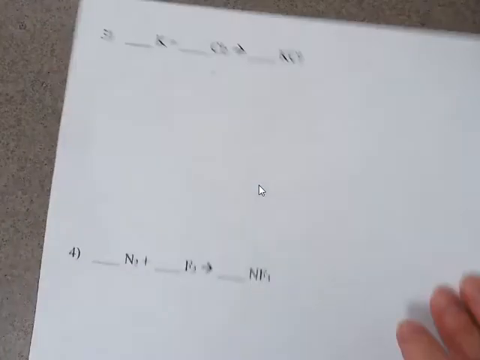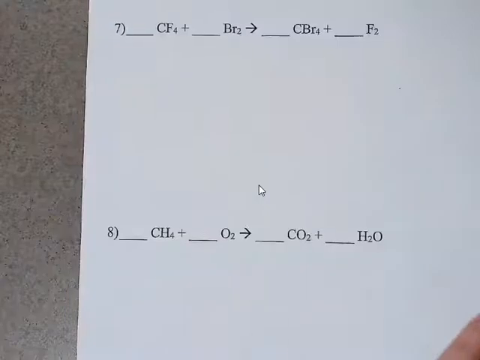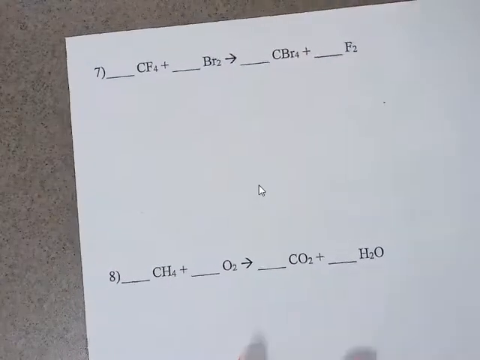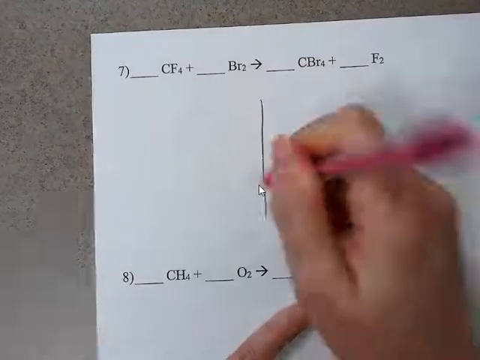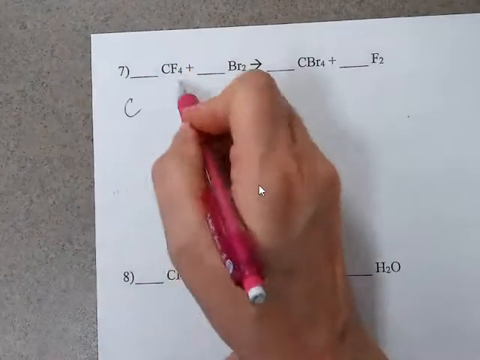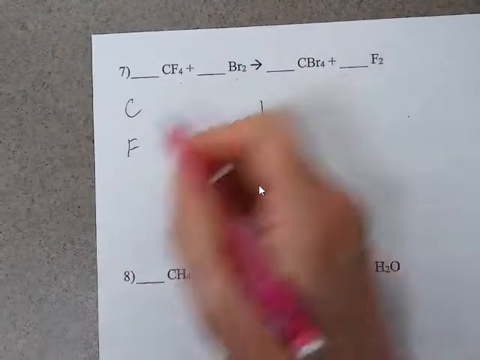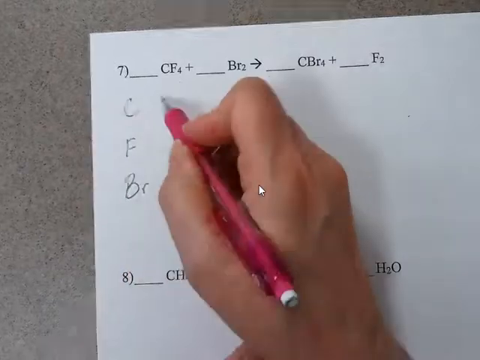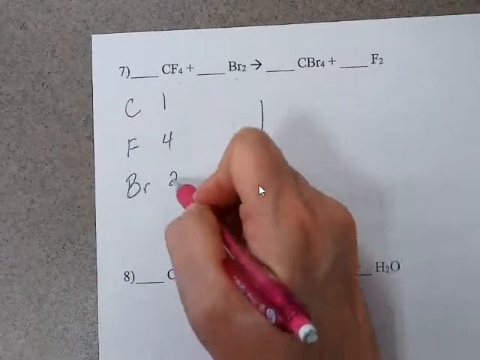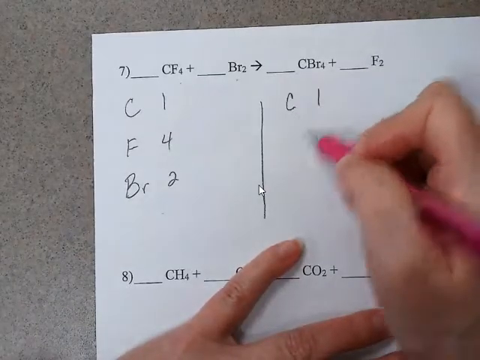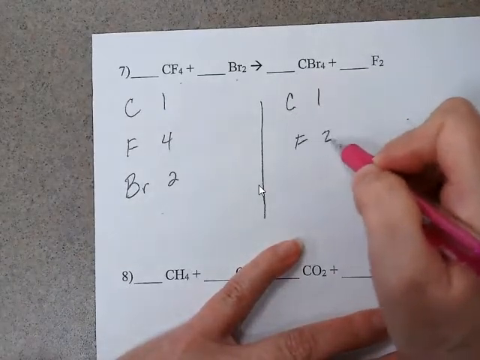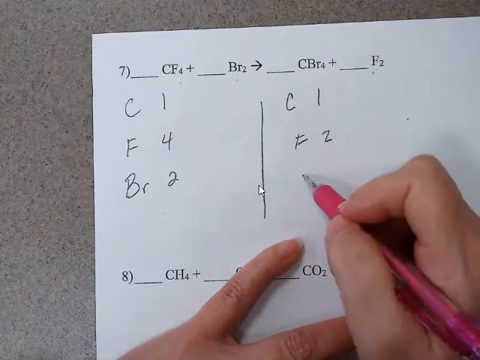I've done that one. That one's pretty easy. I'll skip those for now, okay? Here's some harder ones. Let's do some of these harder ones. Carbon tetrafluoride reacts with bromine, and carbon tetrabromide is produced along with fluorine?